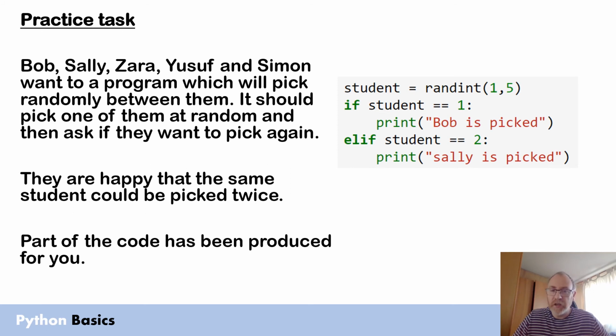So the starting code we're giving you is this, and this is basically picking a student between 1 and 5. So imagine we number the students, so Bob is 1, Sally's 2, Zara's 3, and so on and so forth. Then I pick a random number because that's easy. And then if I pick the number 1, then it's going to use this if statement to say, okay, Bob has been picked. Then if 2's been picked, then it's going to be Sally. You need to then continue that with some more if statements, or more elifs, should I be really clear.